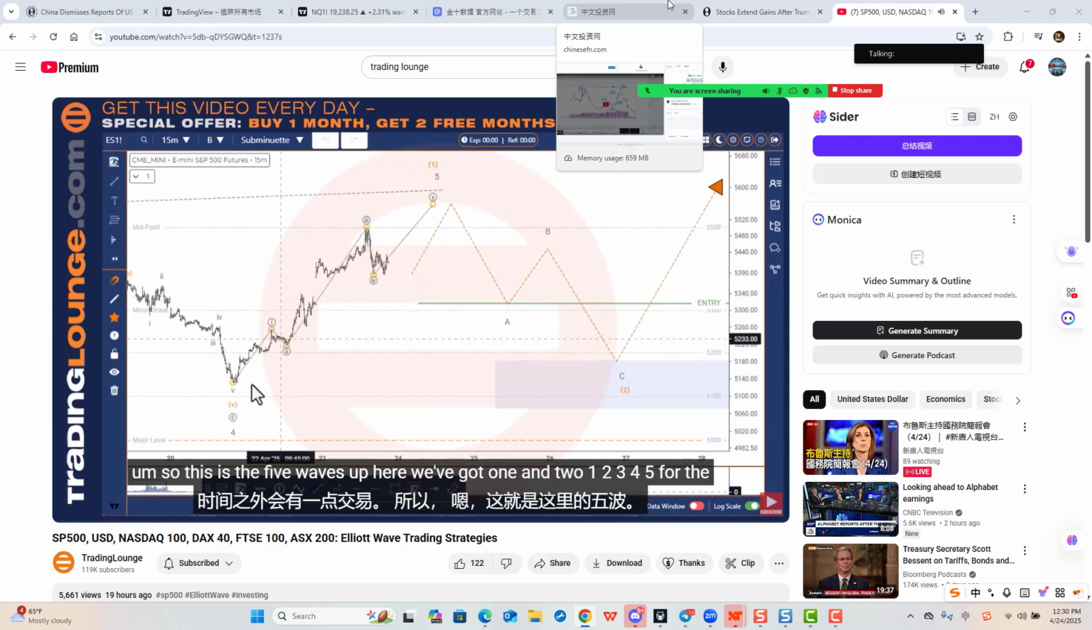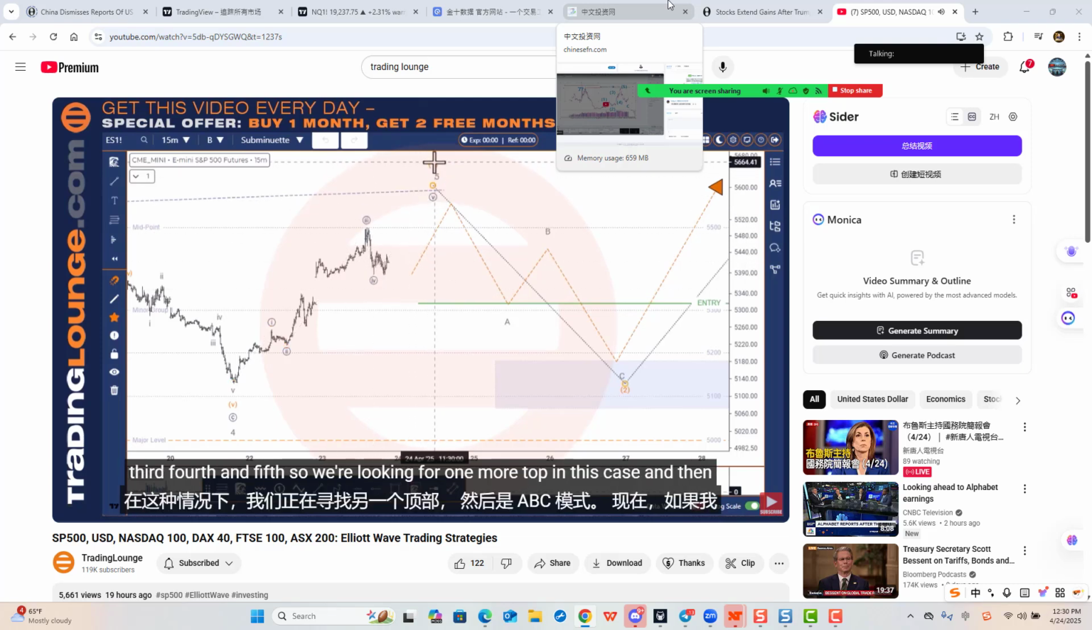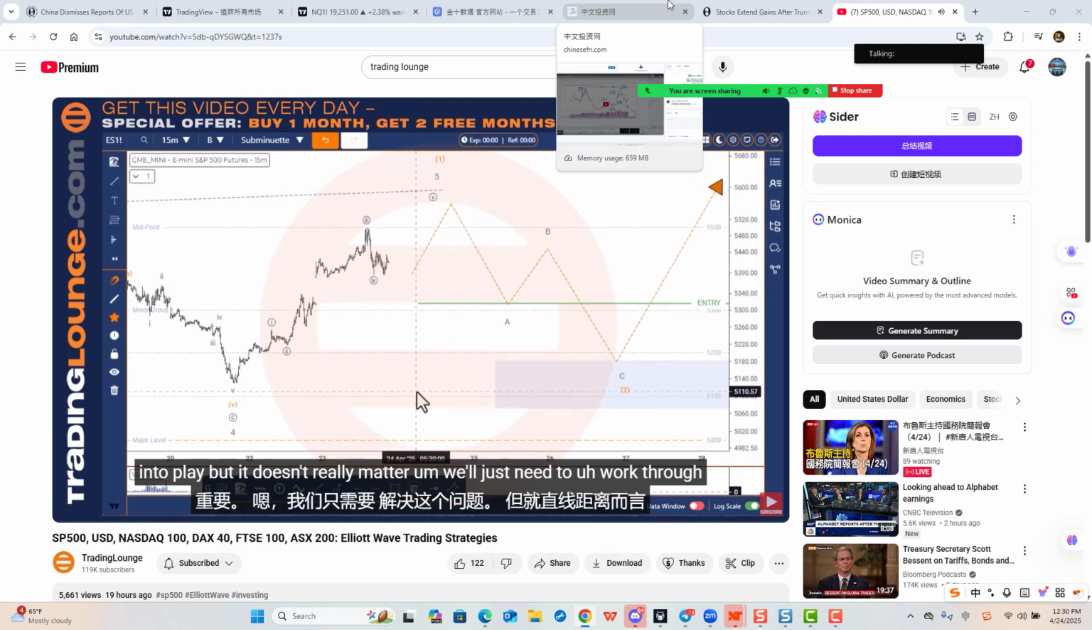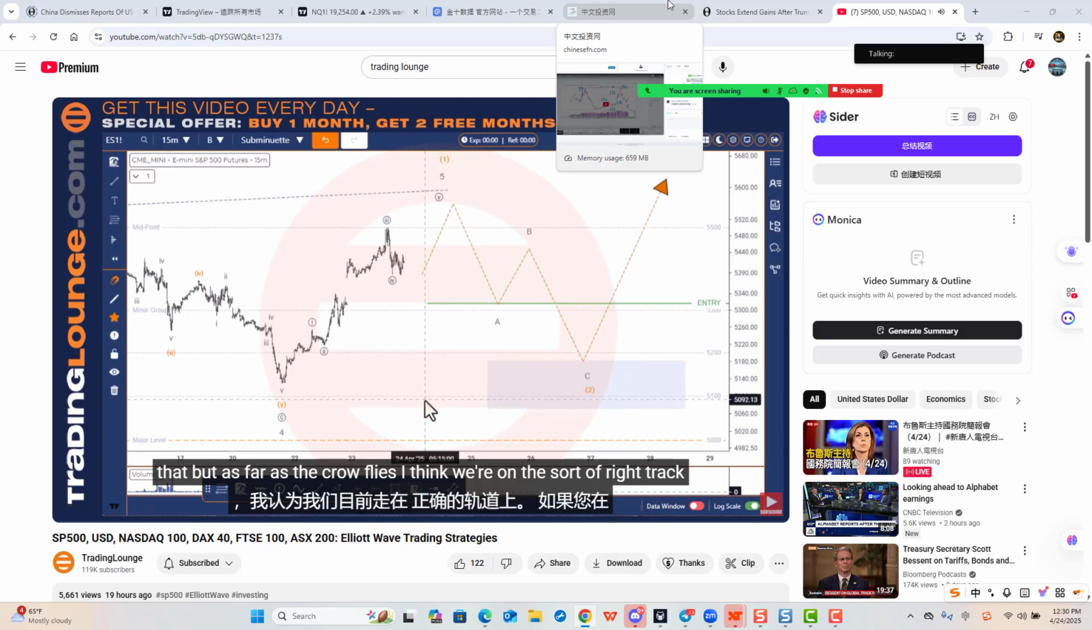So this is the 5 waves up here. We've got 1 and 2, then 1, 2, 3, 4, 5 for the third, fourth, and fifth. So we're looking for one more top in this case, and then an ABC pattern. Now, if I've made a mistake here, we'll get 2 tops to come into play, but it doesn't really matter. We'll just need to work through that. But as far as the crow flies, I think we're on the right track over here.